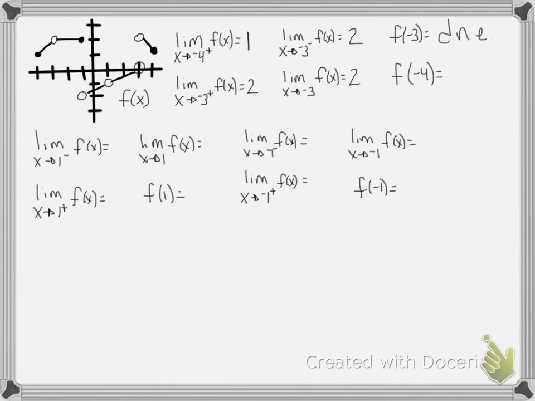For f of -4, that's asking what's the y value, where's the solid dot when x is -4? Well, that's right there. That would be a solid dot at +1. And so f of -4 is 1. Notice f of -4 is the same as the limit, whereas f of -3 is not. That's okay. They're two totally separate questions.